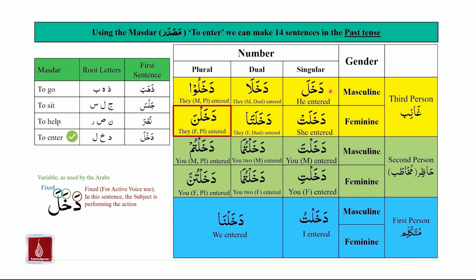The fa'il is huwa. In the case of dakhala, dal will have zabar on it and it is fixed for active voice use. Kha has a zabar on it which is variable, and lam has a zabar on it which is fixed. The table will be as follows. Dakhala, dakhala, dakhalu, dakhalat, dakhalata, dakhalna, dakhalta, dakhaltuma, dakhaltum, dakhalti, dakhaltuma, dakhaltunna, dakhaltu, dakhalna.